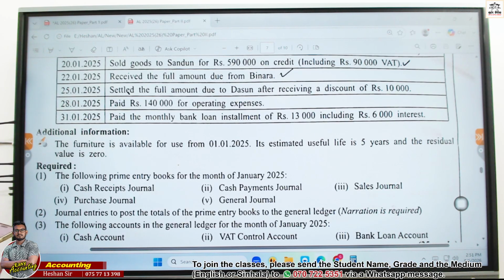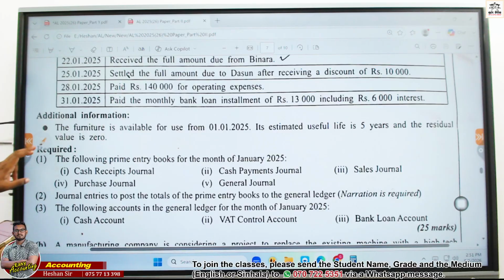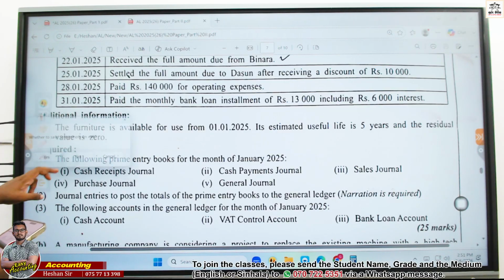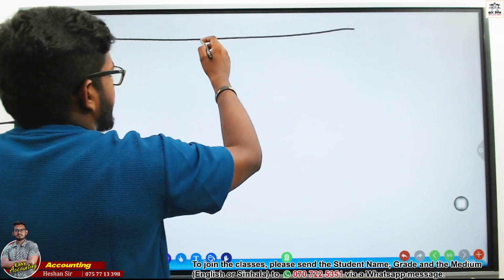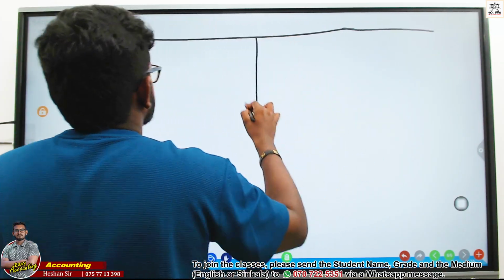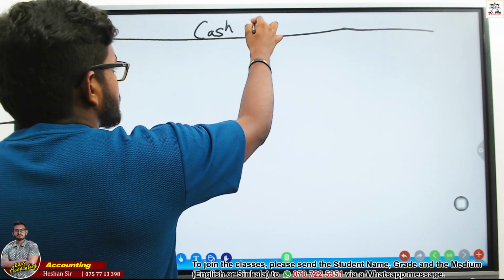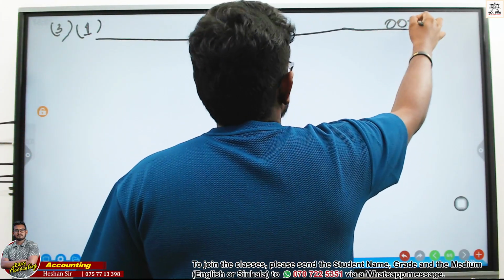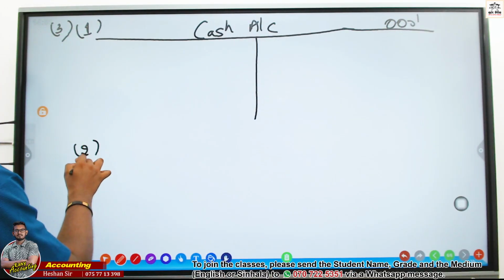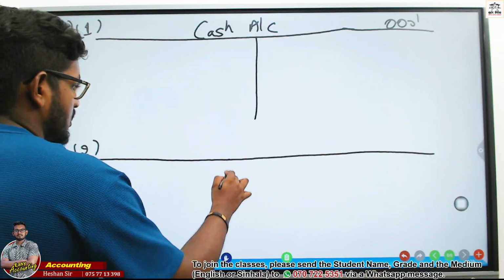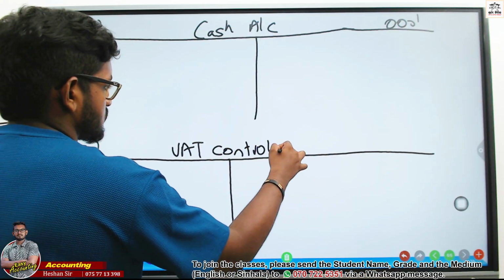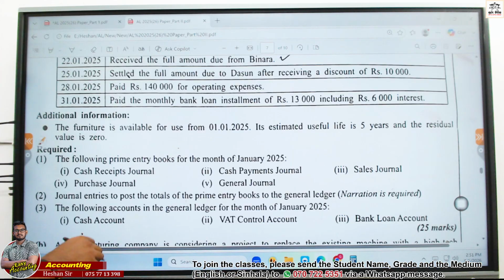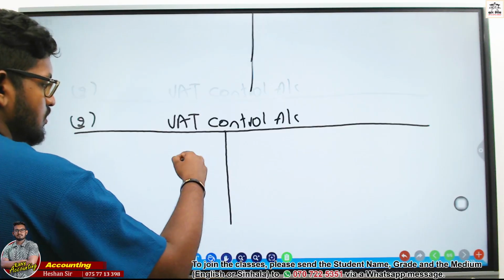Following accounts: cash account, VAT account and the bank loan account. Cash account, number 1, cash account. Number 2, VAT control account. Third one, number 3 is bank loan account.